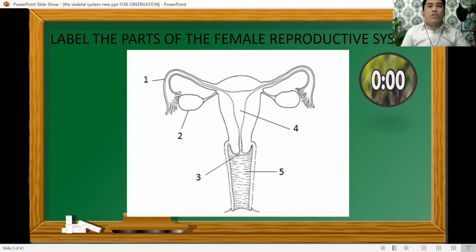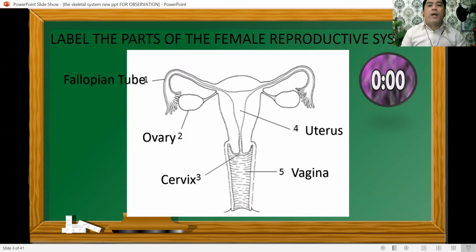Okay, so let us check. Oh, tapos na daw. Time is up. Okay, so let us try to check your answer kung tama lahat. So for number 1, the answer is fallopian tube. For number 2, ovary. For number 3, cervix. For number 4 is the uterus. And for number 5, it's the vagina. Okay, kung nakakuha po ng perfect, congratulations.